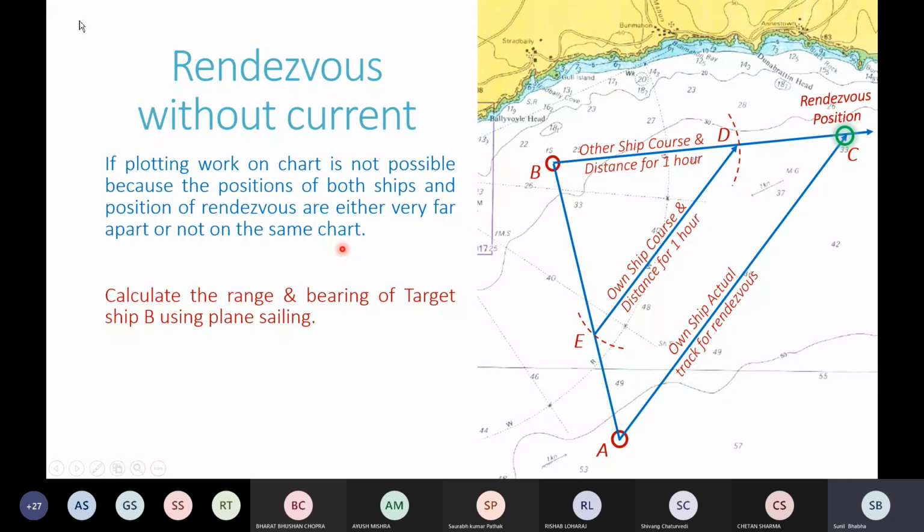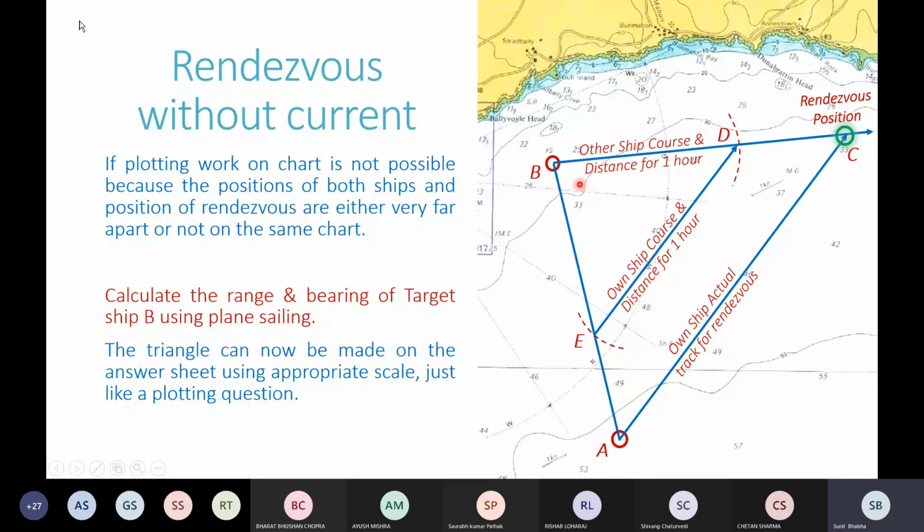Now, in this case, since we have the position of own ship and the target ship known to us, we have to calculate the range and bearing of the target ship from our ship using plain sailing. So by plain sailing from both these positions, we can find out the range and bearing of the target ship.